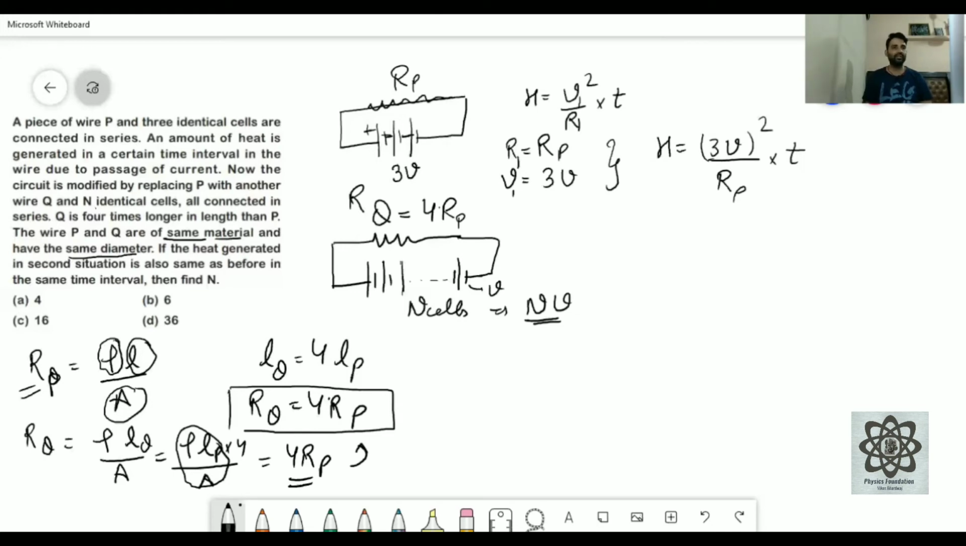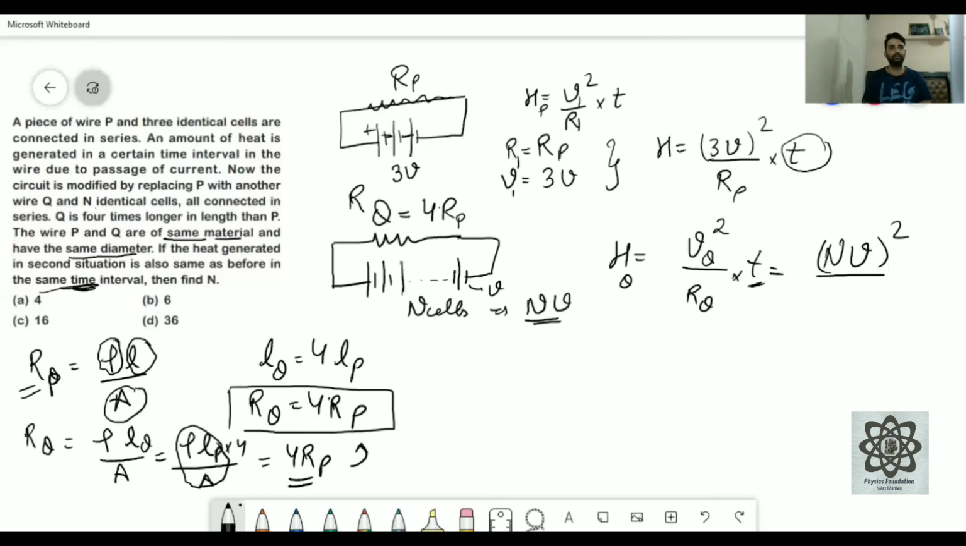So now the heat generated in this case, this is for P, and this is for Q. The heat generated for Q will be the potential difference at Q whole square divided by the resistance of Q into my time. The time is the same, as it is mentioned that the heat generated in the second situation is also the same as before in the same time interval. So if we have taken this time as T, we will also take this as T. Now the potential difference across Q will be NV whole square, and RQ is the resistance which is 4 times Rp.